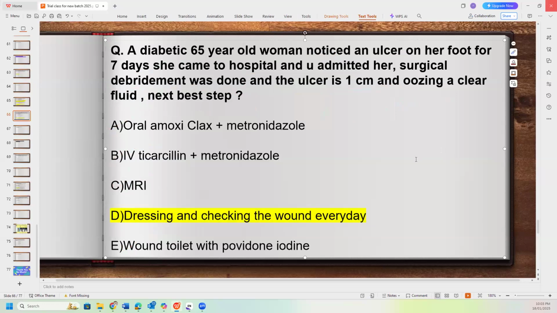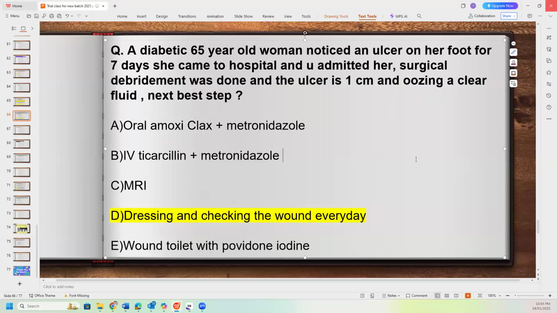Very good. So with a diabetic foot ulcer, if there is a clear ulcer with good margins oozing clear fluid after debridement, you just dress it and check the wound every day to make sure it's healing well. We don't toilet the wound with iodine because it will delay healing. MRI is done if you have a high suspicion of osteomyelitis, and it is not the first investigation we do. We first do an X-ray. So MRI would be inappropriate here. If the wound was oozing purulent discharge, we will give oral antibiotics.